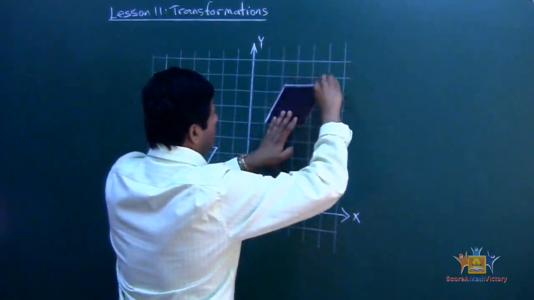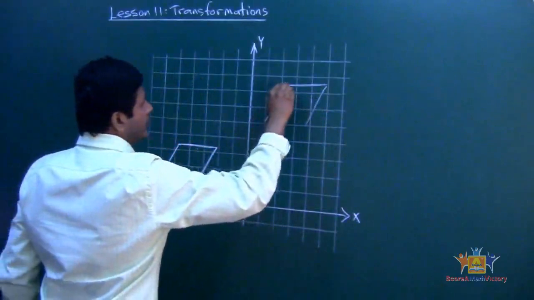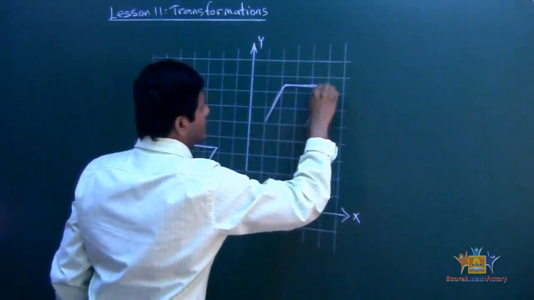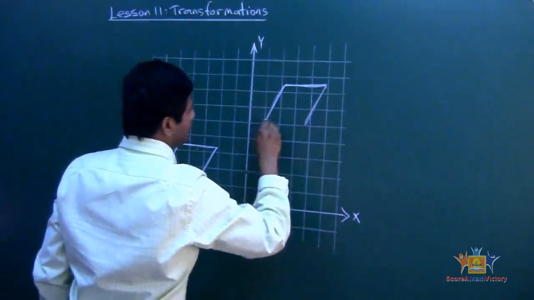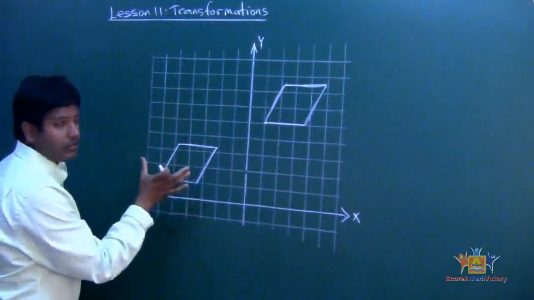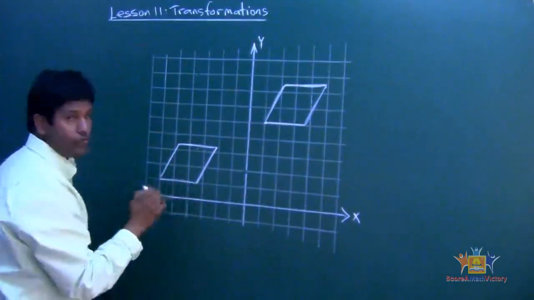Okay, so let me draw the image here. Now look at this, this is the image. Let me darken that. Notice that I transformed this object up here. So now let's see, there's got to be a rule, isn't there?